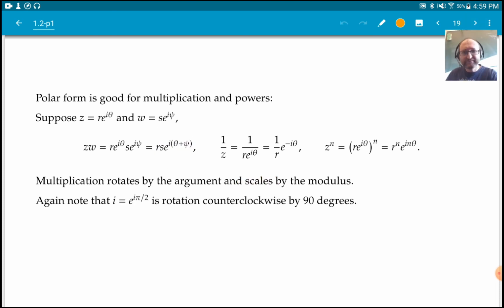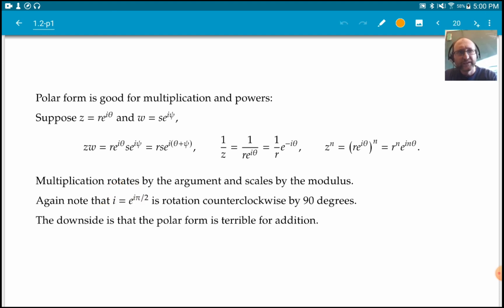And again, if you look at i and write it in polar form, the modulus is 1, so it doesn't scale at all. It just rotates. And i is e to the i pi over 2. So pi over 2 is the argument, and pi over 2 is a quarter circle, 90 degrees. So multiplying by i rotates everything by 90 degrees. We saw that before with the matrix representation.